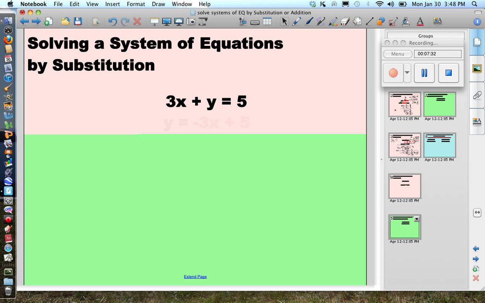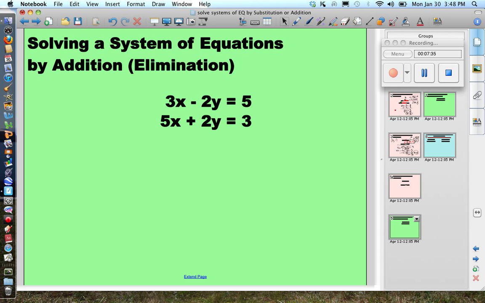I think that's the one that I just did for you. All right. Okay, now we're going to solve a system of equations using the addition method. Some people are used to calling it the elimination method. Some people call it the addition method. It's the same exact thing.